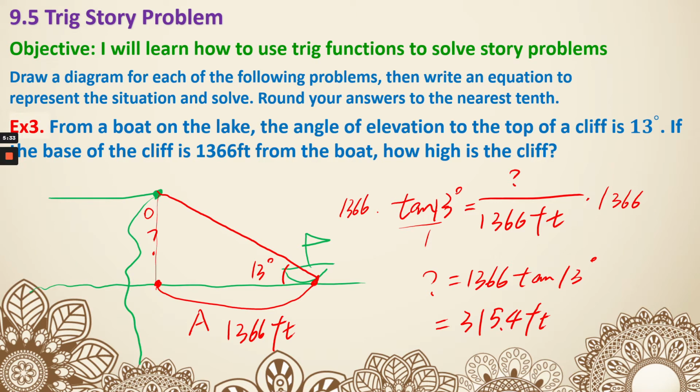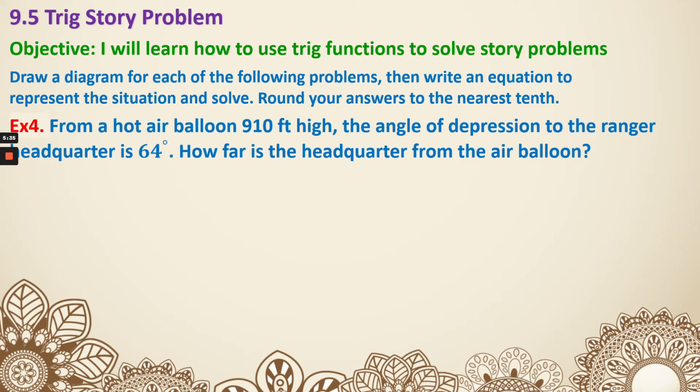That is example 3. Example 4. From a hot air balloon 910 feet high. So let's say this is our hot air balloon right there. So let's say this is the point, and that is 910 feet high above the ground.